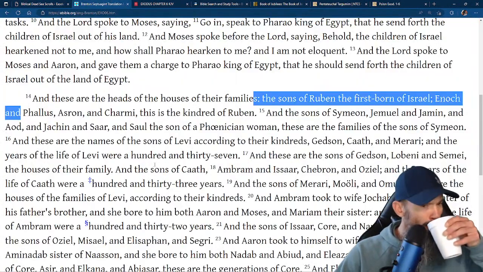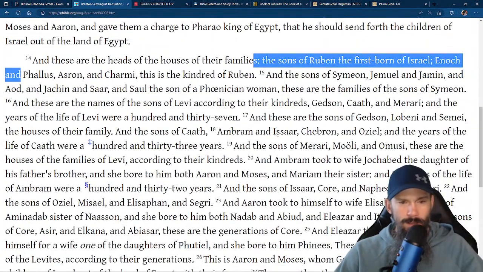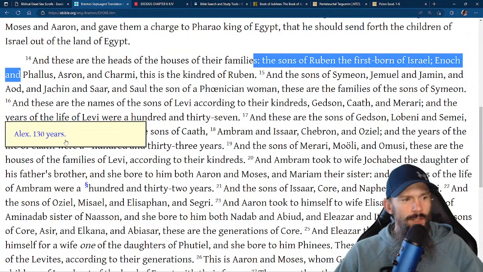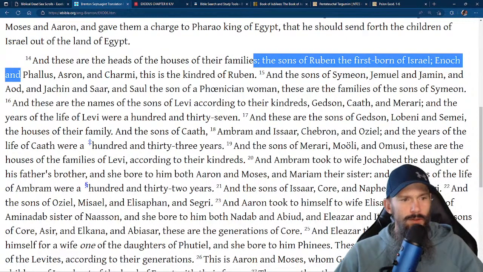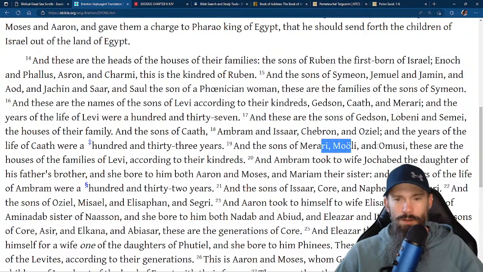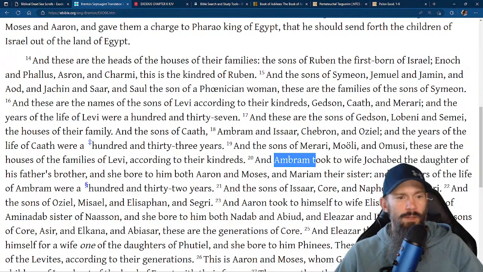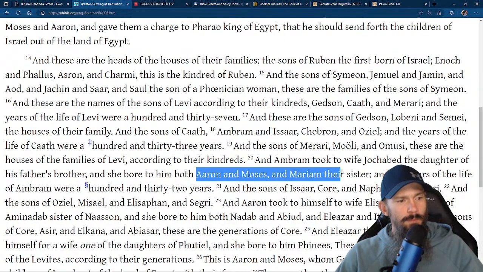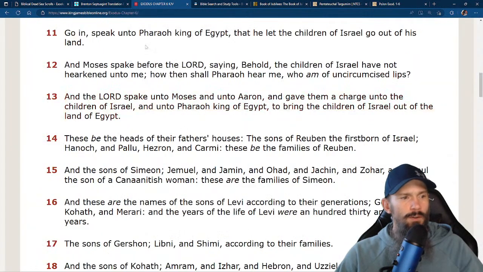18. Abram and Isar, Hebron, Uzziel, Kohath, sons of Merari, Muli, that's a wild name, Musa. These are the house of the families of Levi according to kindred. Amram. Yeah, see, Amram fathered Aaron and Moses and Miriam, but Kohath was Amram's father.